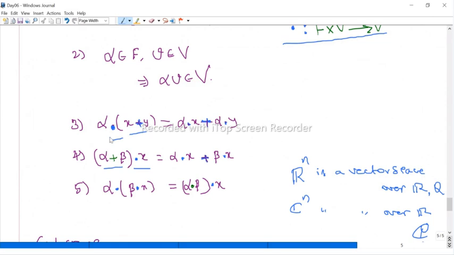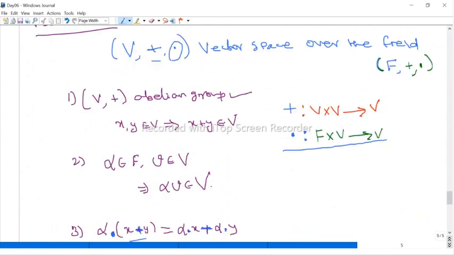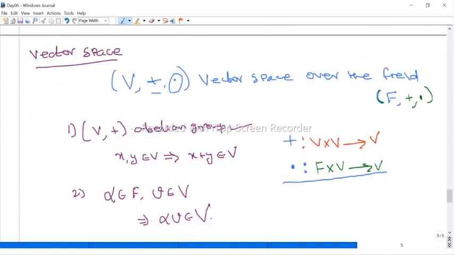Satisfy these properties, then we say V is a vector space over the field F. This is not a ring. For a ring we need a multiplication, the usual multiplication we need for defining a ring. But this vector space need not be a ring. It can be any structure. But the field is a ring. We are taking it over the field. A field is nothing but a special type of ring, where every non-zero element has a multiplicative inverse. But this V need not be a ring.